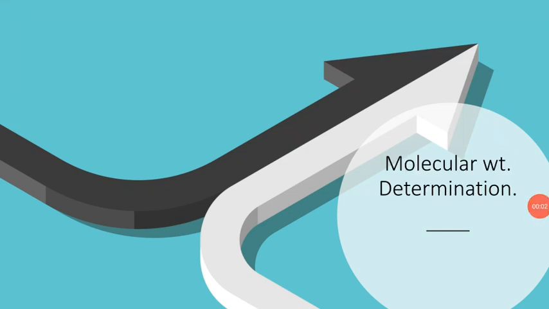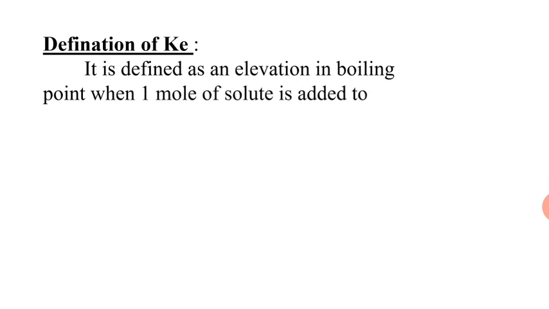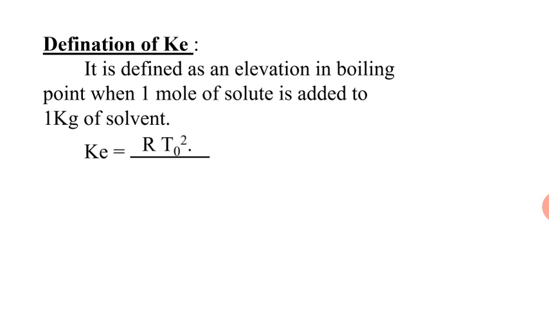Hello student, in this lecture we will see how to determine the molecular weight by using the elevation in boiling point equation. Before that, let us see the definition of Ke. It is defined as the elevation in boiling point when 1 mole of solute is added to 1 kg of solvent. Ke is given by the formula RT0 square upon LV into 1000.